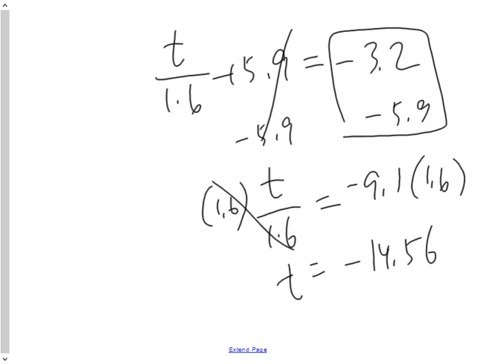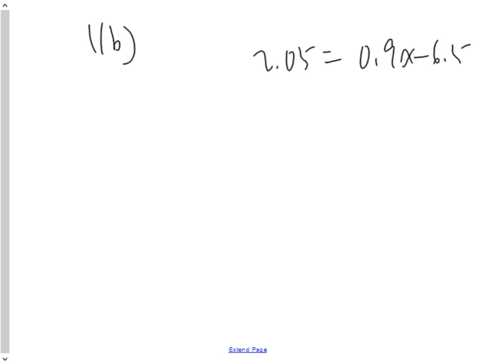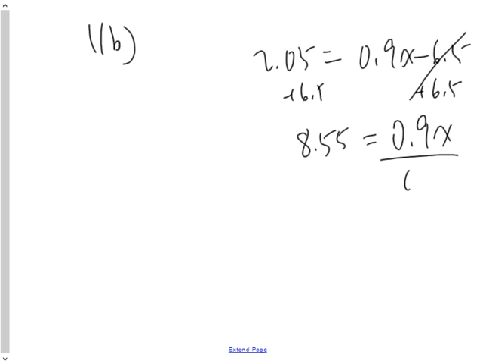In question 11b, we have 2.05 is equal to 0.9x minus 6.5. Your constant is negative 6.5, so I'm going to add 6.5 to both sides. 0.9x will equal, well, I can do this myself. I don't need no stinking calculator. $2.05 plus $6.50 is $8.55. Divide both sides by your coefficient.